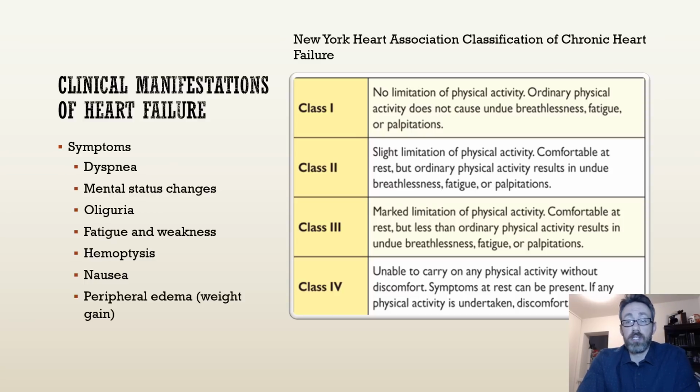Class 2, there's slight limitation of physical activity. Maybe they can't walk upstairs as readily, but they can do other activities just fine. So it may cause a little bit of breathlessness, fatigue, or even palpitations. Class 3 is marked limitation of physical activity. Okay, they're comfortable at rest. In class 3, they're still comfortable at rest, but less than ordinary activity is going to result in undue breathlessness. And then finally, class 4 is the worst of the 4. Unable to carry on any physical activity without discomfort, and usually they'll have symptoms at rest as well.